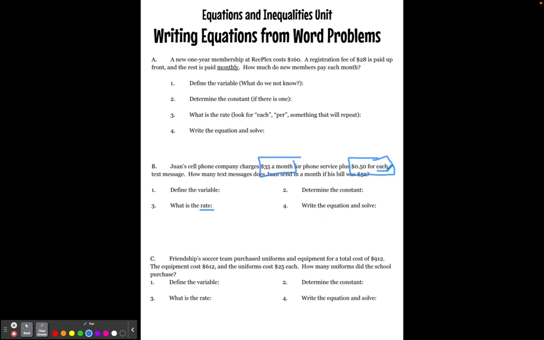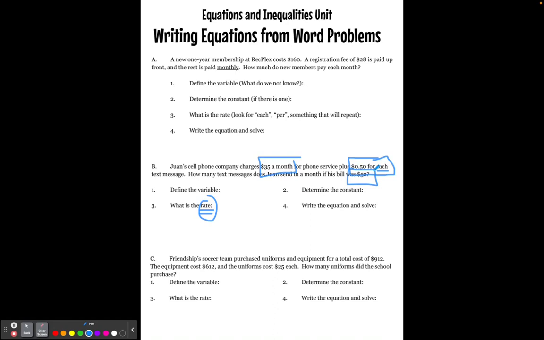So when you say each, that's also a rate. Okay. Means it's repeating, right? That cost of 50 cents will repeat for every text message. That $35 will repeat for every month. Okay, these are rates when they repeat. Okay, how many text messages does Juan send in a month if his bill was 52 bucks?